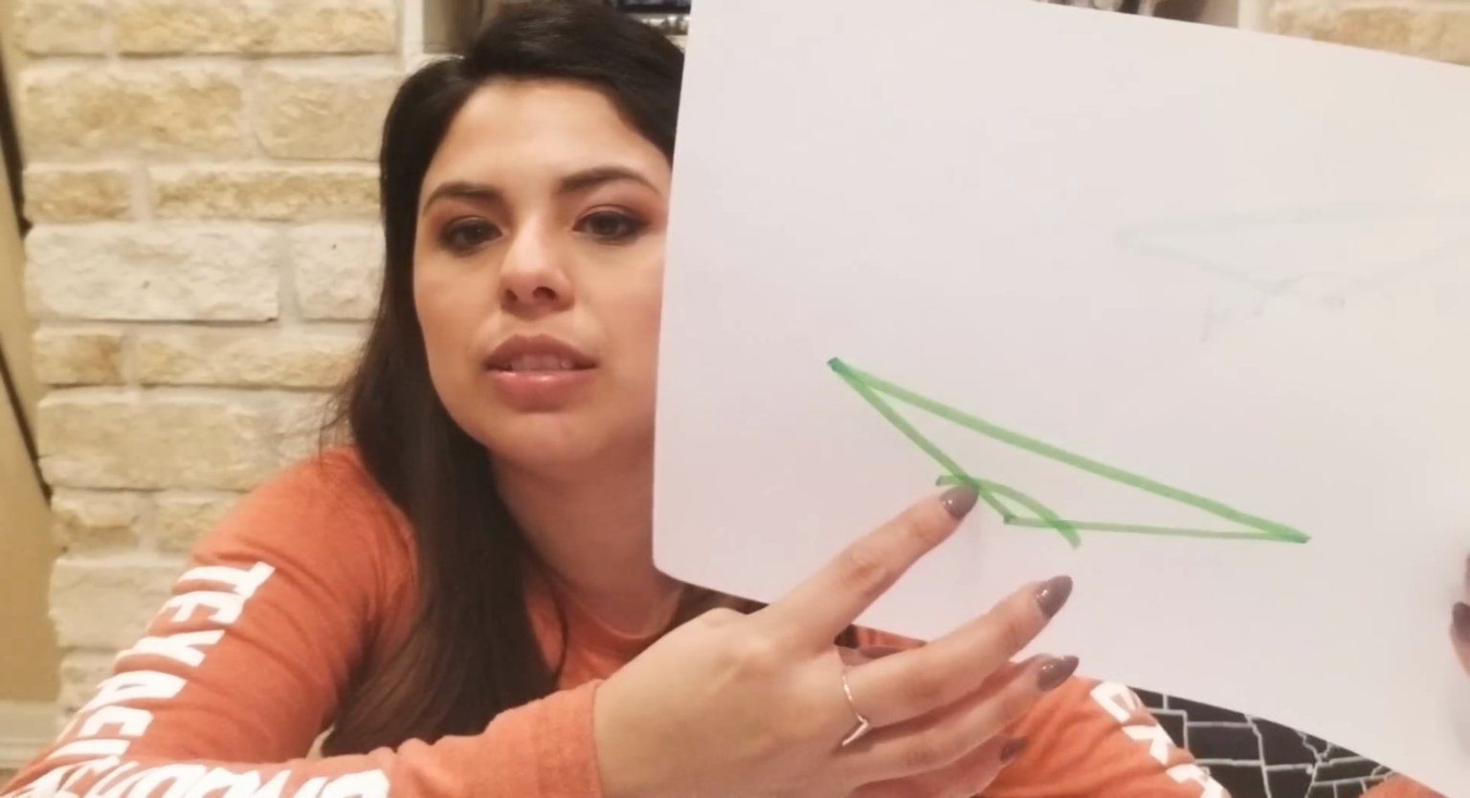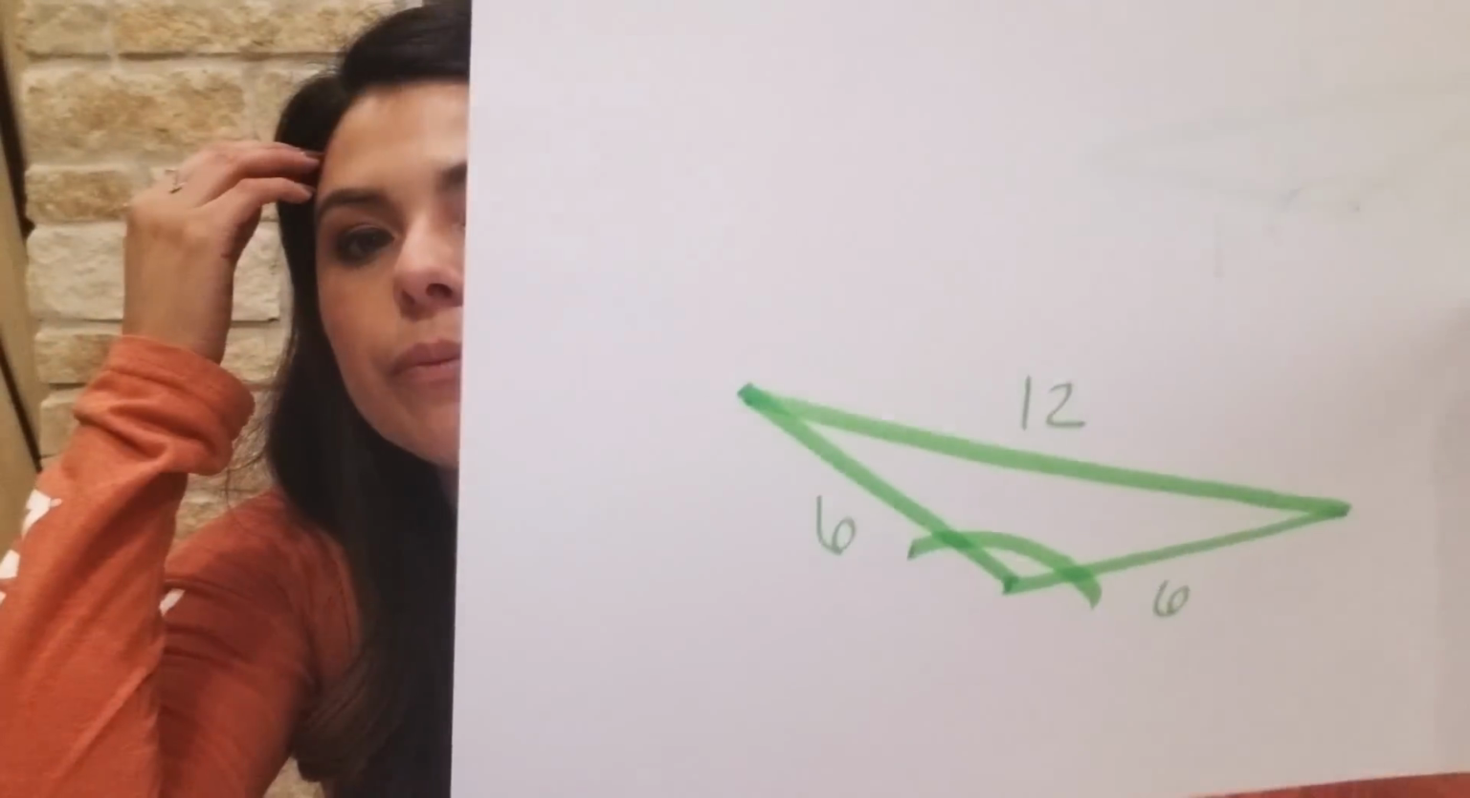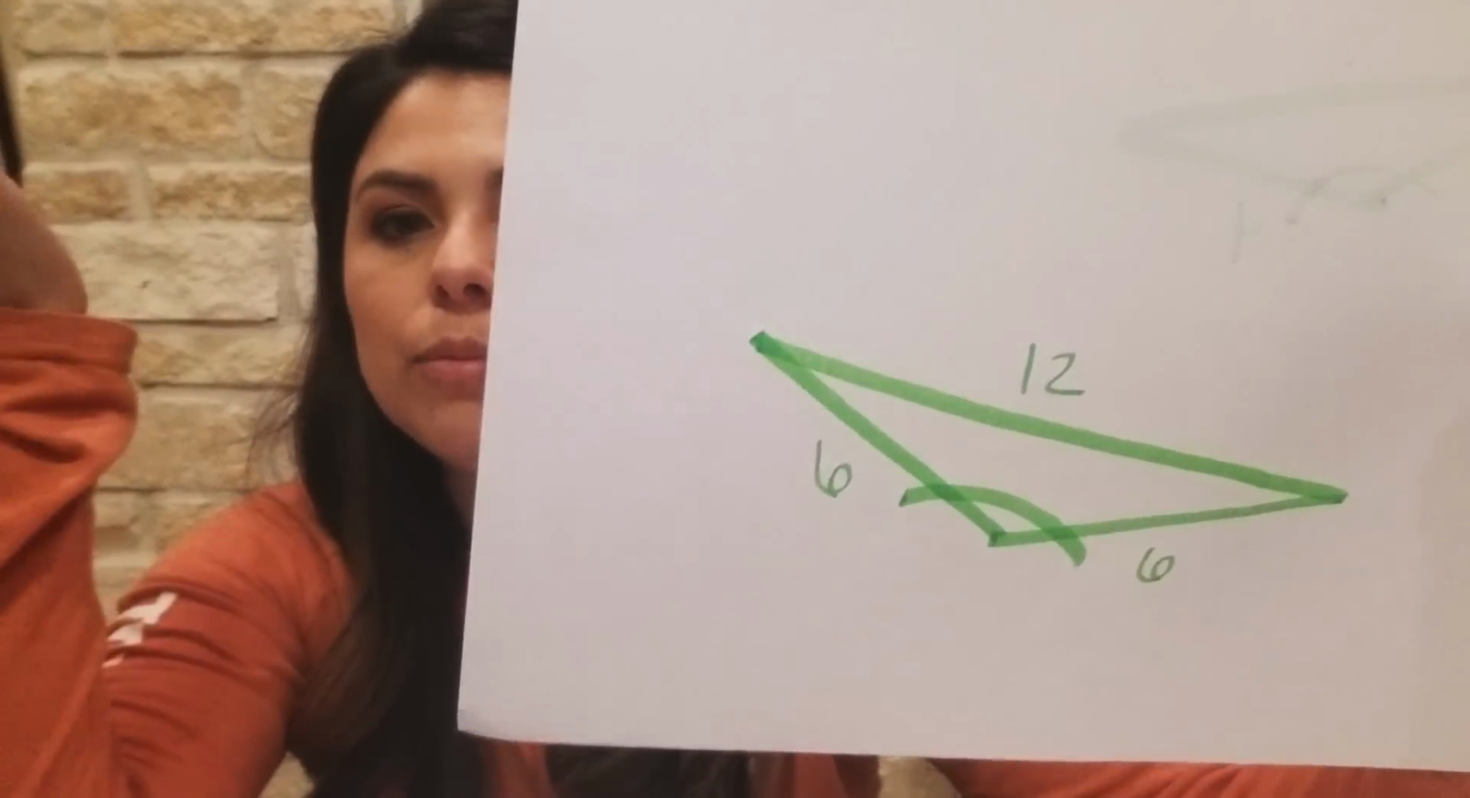So can I have an isosceles obtuse? Yes, I can. So let's pretend this one's 6, this one's 6, and this one's double that. That one's 12. So that's an isosceles obtuse. So it is possible to have an isosceles obtuse. So right here, I'm gonna put my other check mark. Okay, this is what I have so far.